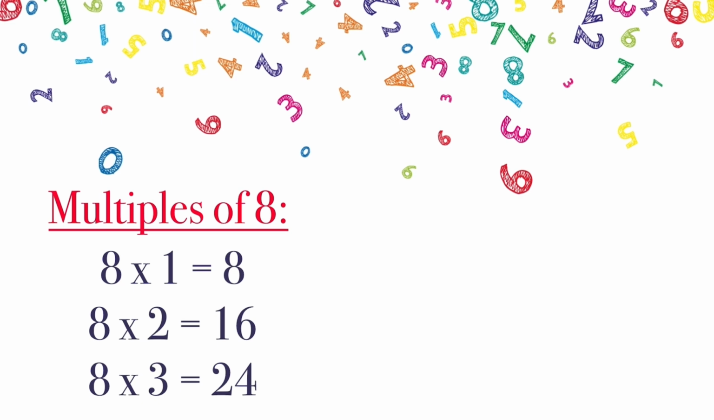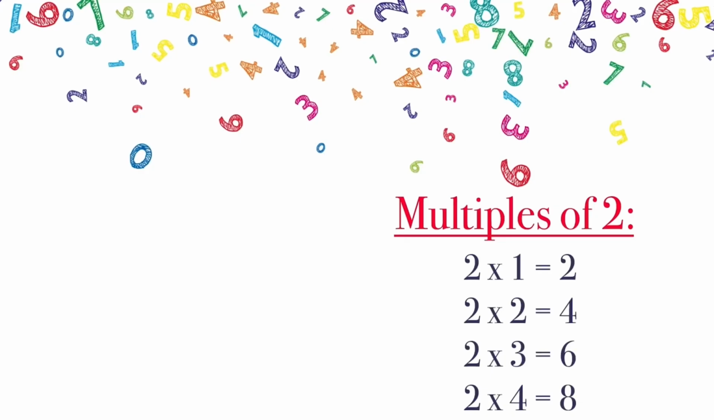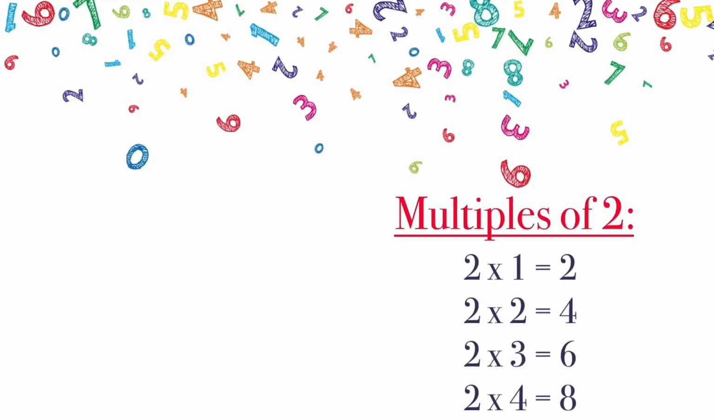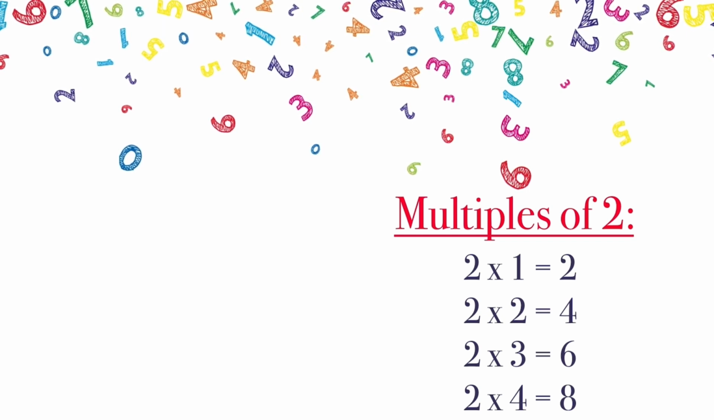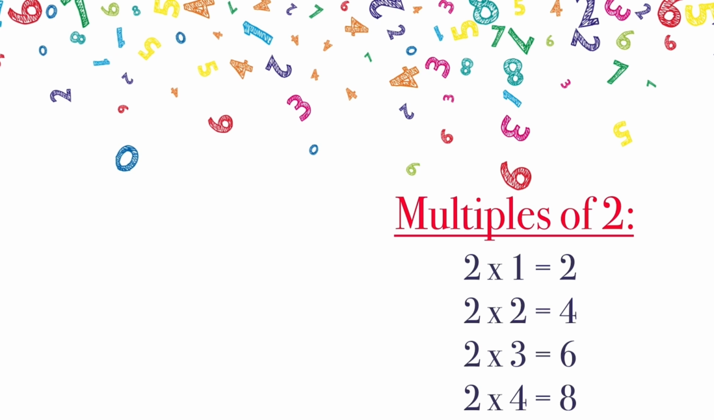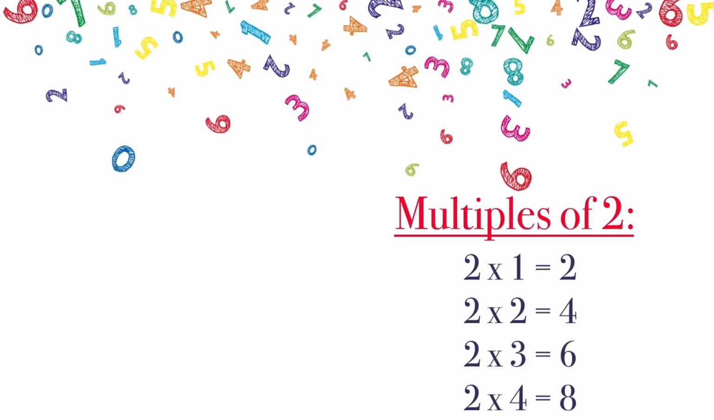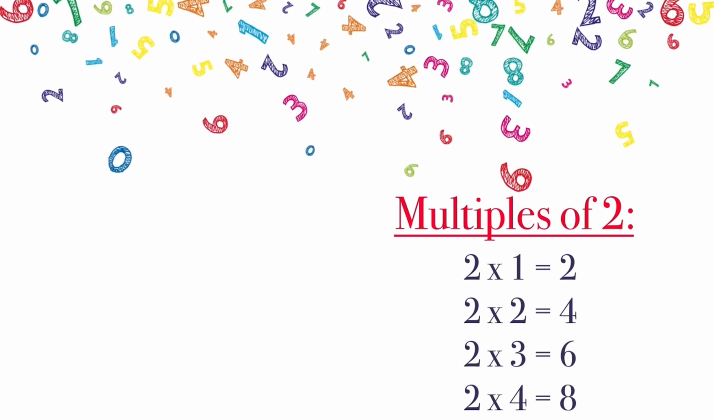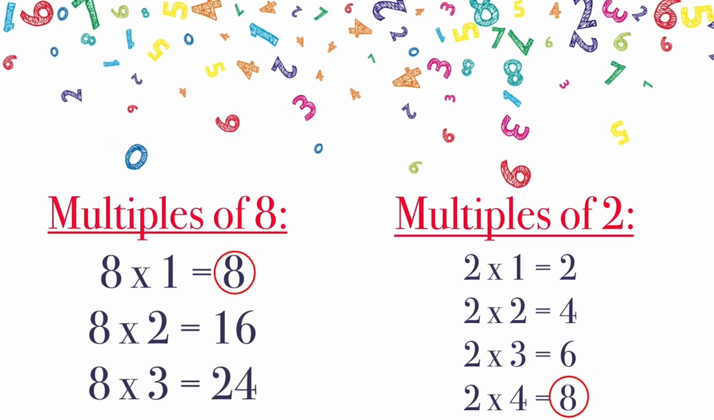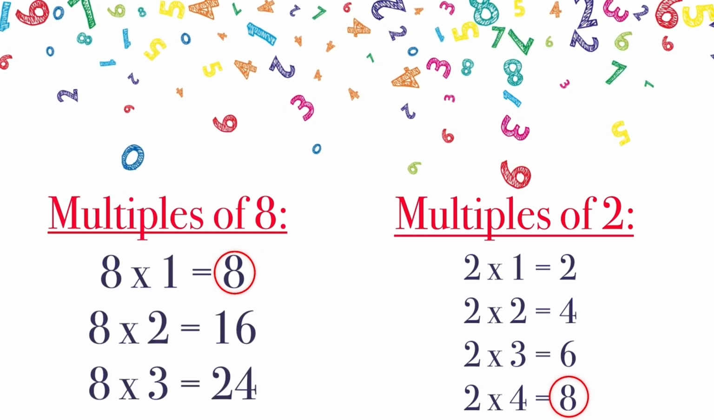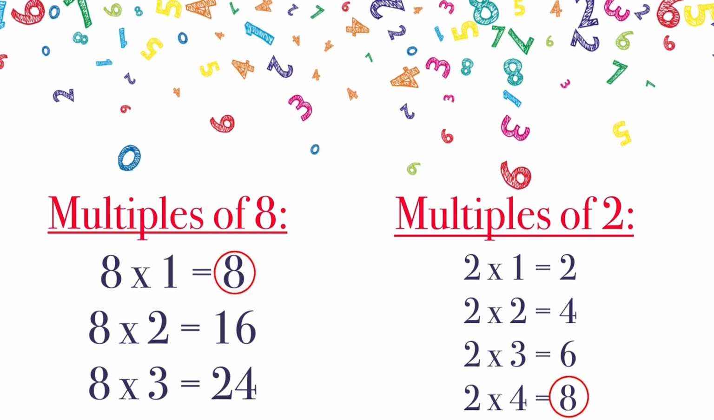Now let's switch over to the multiples of 2. The first multiple of 2 is, of course, 2. The second multiple of 2 is 4. The third multiple of 2 is 6, and the fourth multiple of 2 is 8. Notice something? After making a multiple list for both numbers, we arrive at a shared multiple, 8. This makes 8 the least common multiple of 8 and 2.